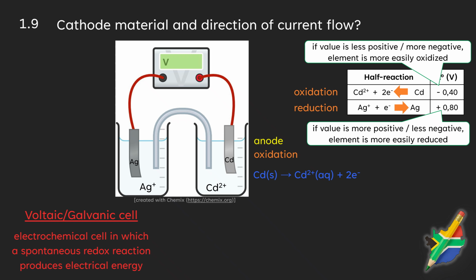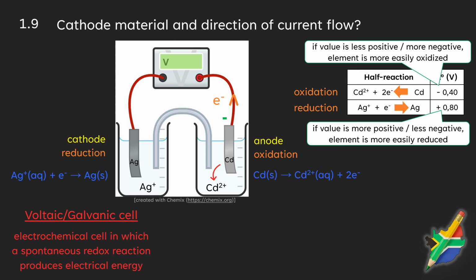Now, oxidation always occurs at the anode, so the cadmium electrode is the anode. And reduction always occurs at the cathode, so the silver electrode is the cathode. During oxidation, each cadmium atom loses 2 electrons into the wire, which travel up the wire to the other electrode. The anode is the negative electrode, since electrons are released from atoms there and are freed to go up the wire. Since cadmium atoms lose 2 electrons, they are converted to cadmium 2+ ions, which go into solution.